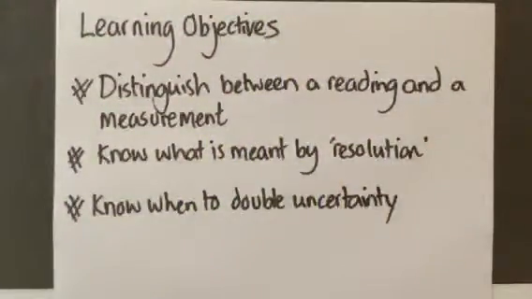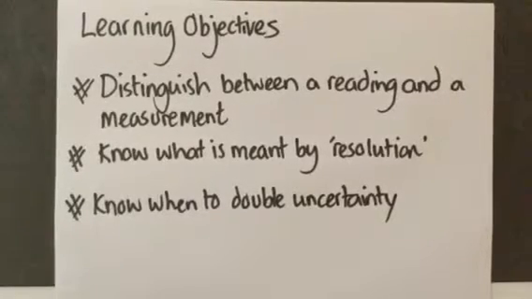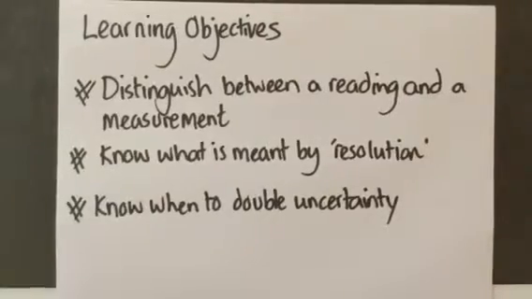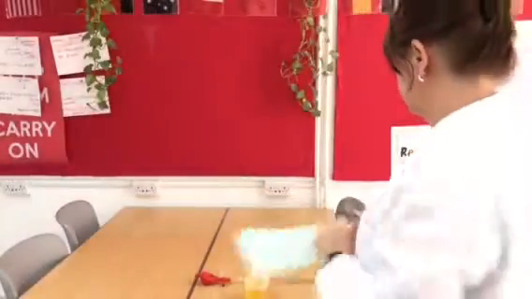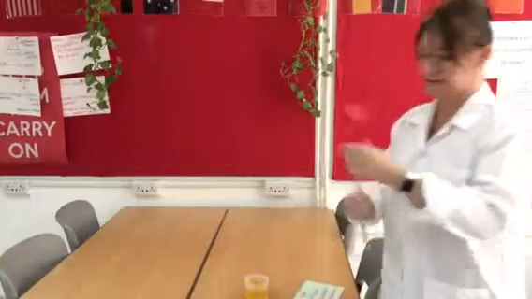In this lesson, we're going to apply what we've learned about uncertainty to several practical tasks. So if you haven't seen the first video on uncertainty, please do go back and watch it. We're going to start by using a pipette. Very simply, we're going to remove 14 mils of liquid using the pipette. Then I'm going to calculate the uncertainty and the percentage uncertainty relating to the 14 mils.